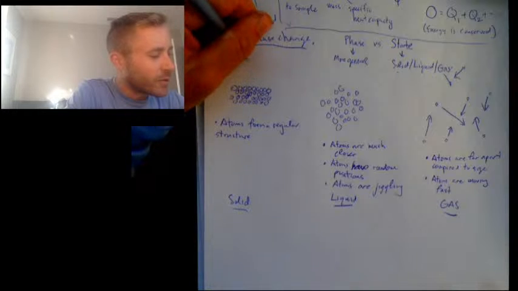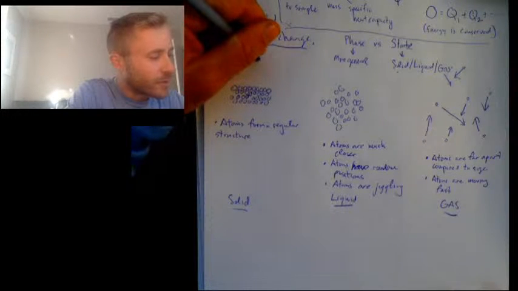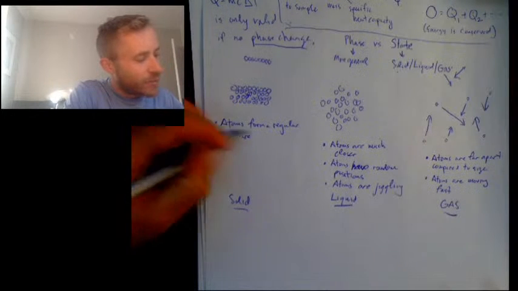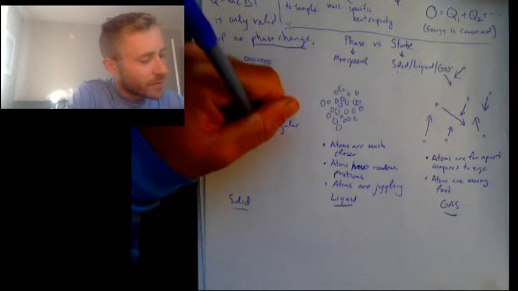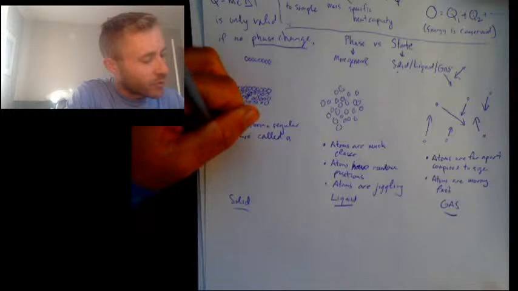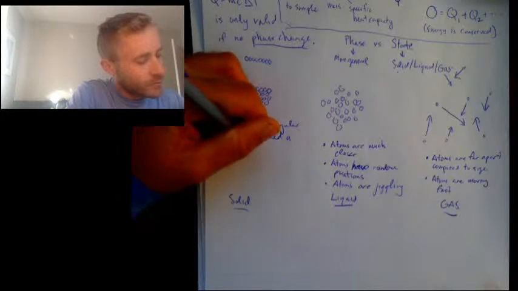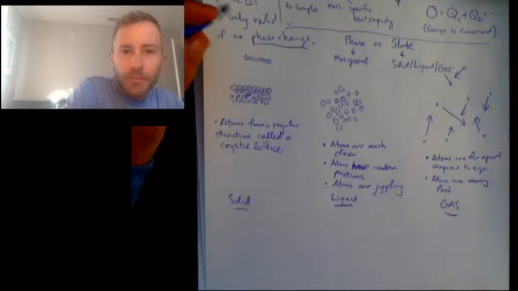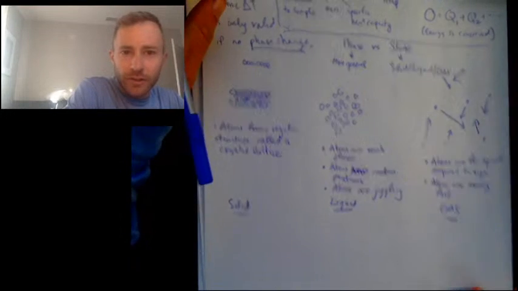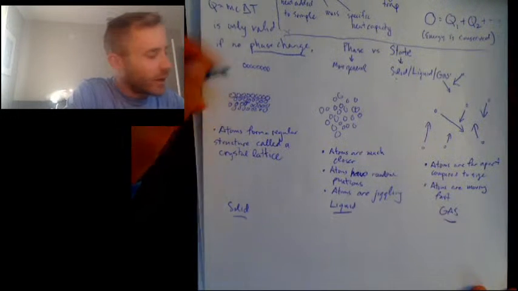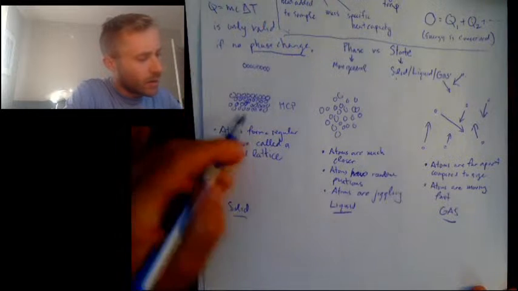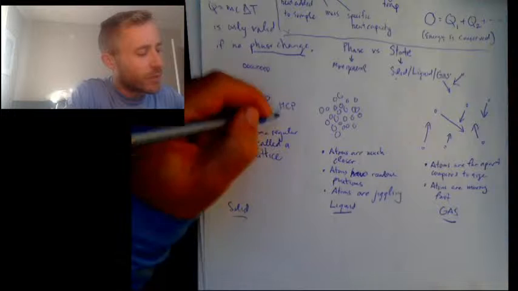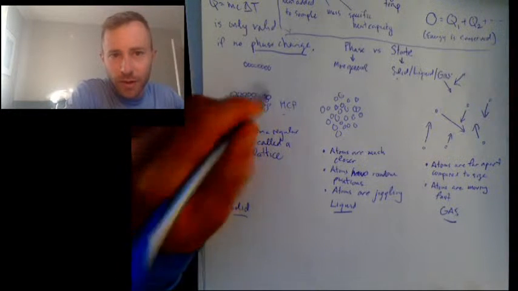You could have other lattices. Well, let me just finish my sentence here. Atoms form a regular structure called a crystal lattice. This example right here is what's called hexagonal close packed, because each atom has 6 neighbors around it.